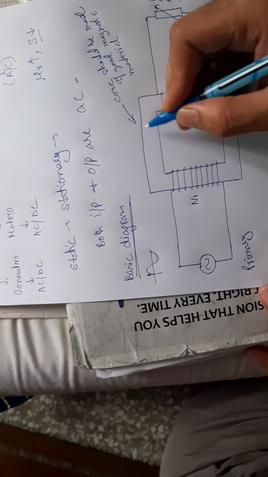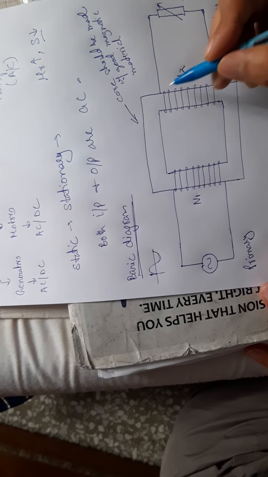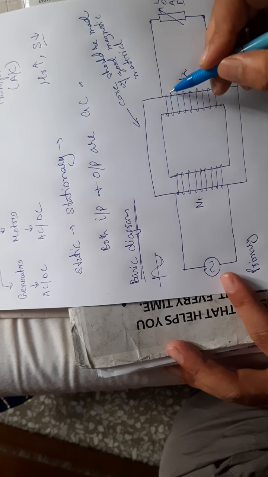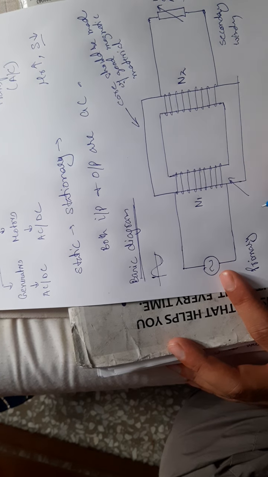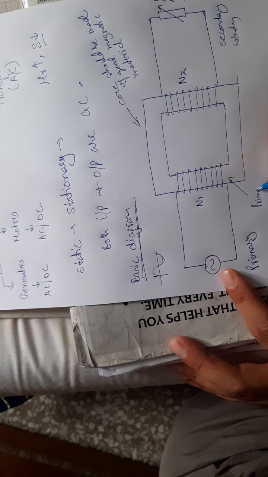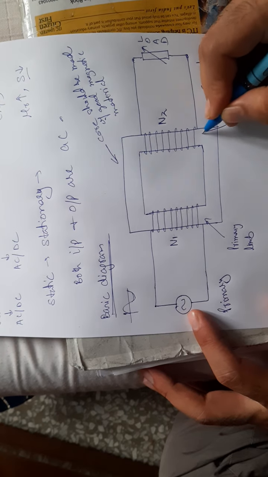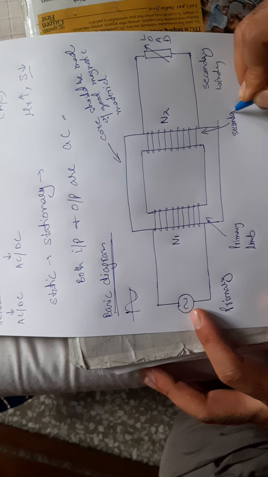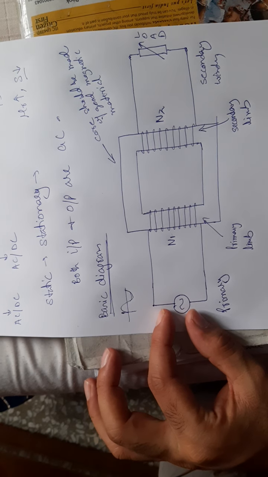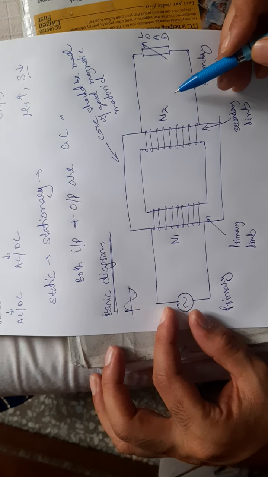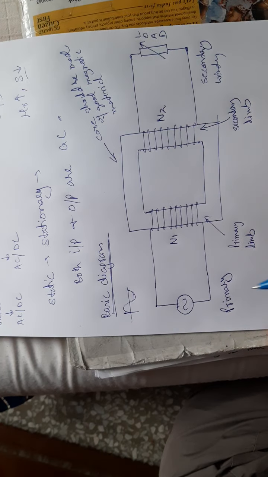This is the core, and these two parts where we are placing the windings, the conductors, are called limbs. This one is called the primary limb. Limbs means legs. This one is called the secondary limb. If we put the source here and load here, then this is primary and this is secondary. But if we put the source here and load here, this will become primary and this will become secondary.